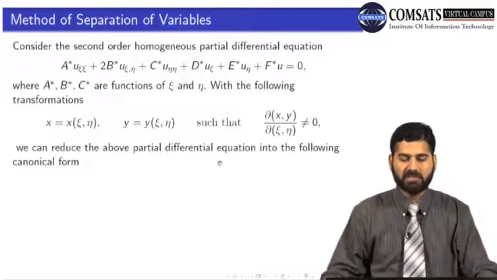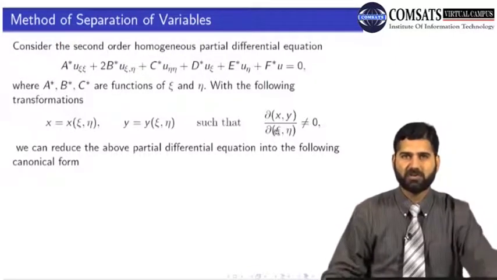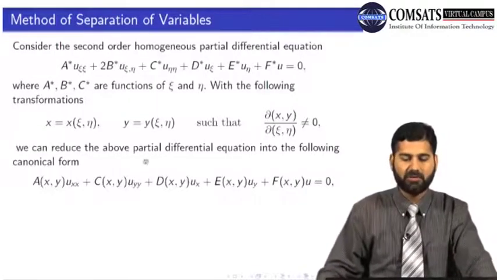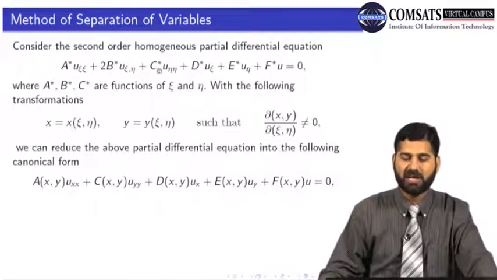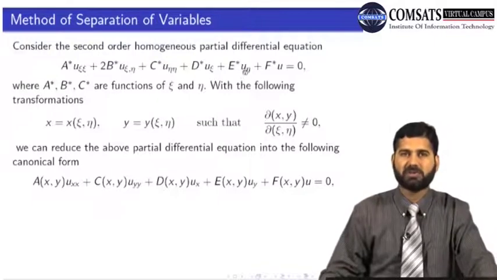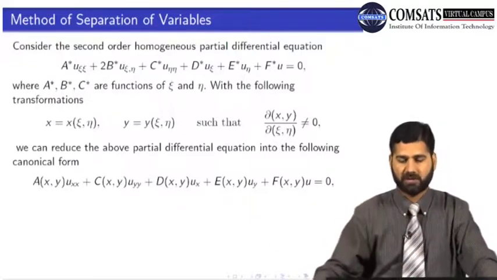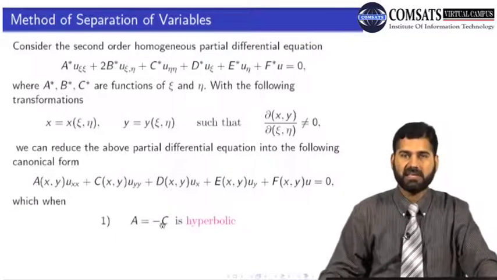We can reduce the above partial differential equation into the following canonical form. If we introduce some kind of transformation such that your Jacobian is not equal to 0, then you can reduce this equation into the canonical form. Now you have transformed A star to A of x and y, B of x and y, C of x and y. So these coefficients have become functions of x and y, and the derivatives are also with respect to x and y, because you have transformed your variables xi, eta to x, y. When A is equal to minus C, it is hyperbolic.